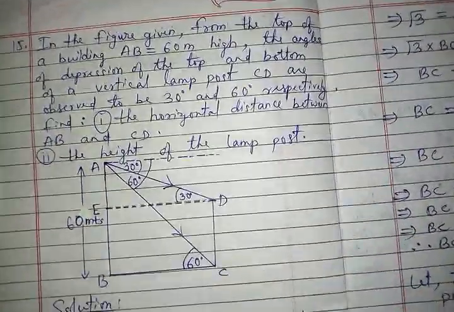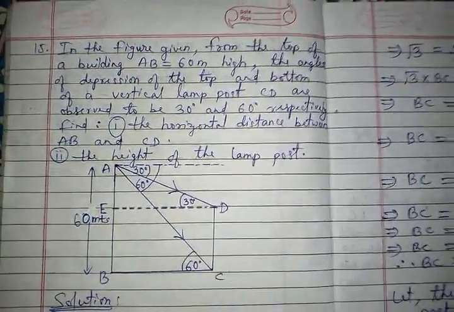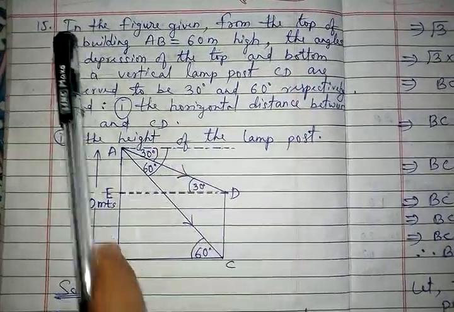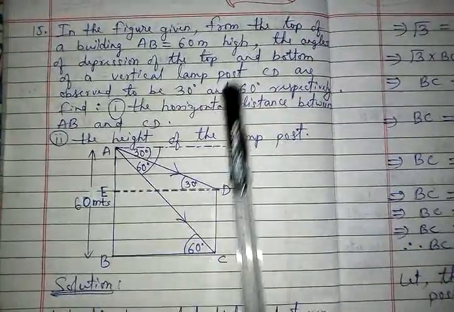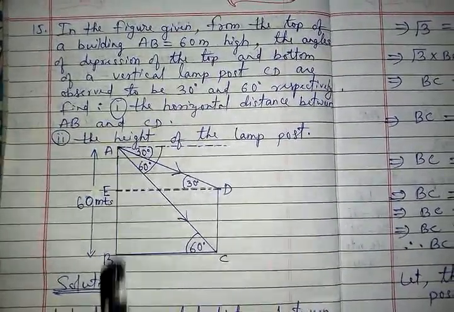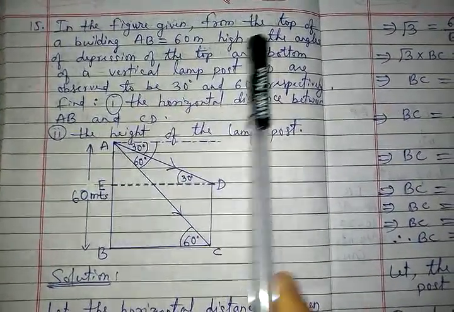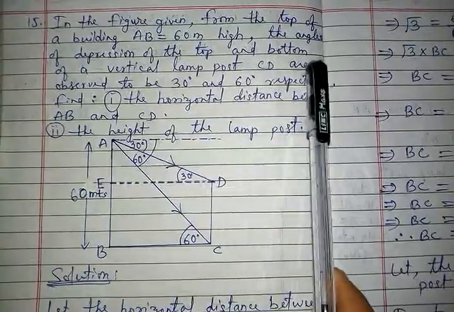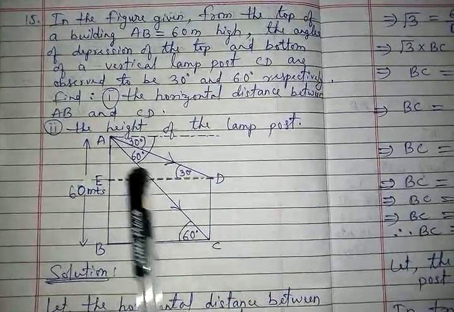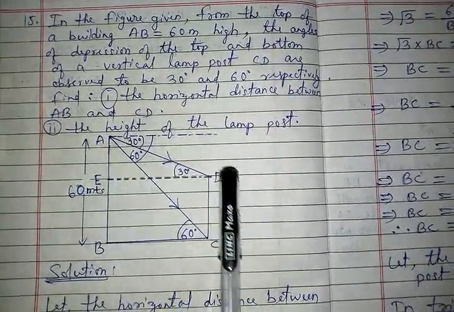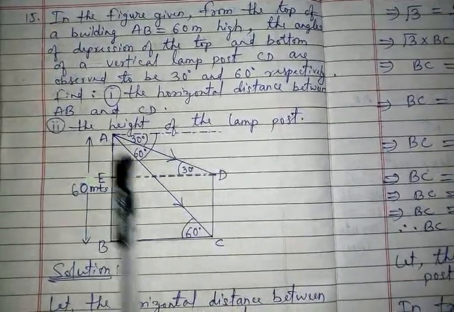So one more question here I want to show you. This is one more question I have discussed in this page. So children, I will read and discuss a little bit regarding this also. In the figure, this is the figure given from the top of the building AB. So this is building AB. From the top, somebody at this point A, the angle of depression of the top and bottom of a vertical lamp. This is the lamp. So from here somebody is looking at the top of the lamp as well as at the bottom of the lamp, but both the angles are angles of depression.